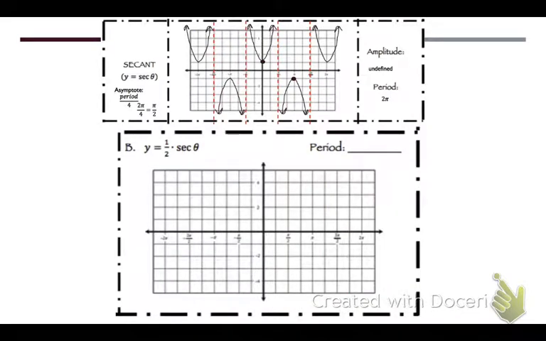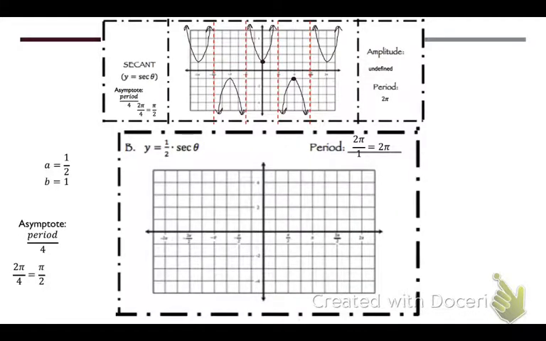So I have y equals 1/2 secant of theta. So let's label our A, let's label our B. Our A is 1/2, our B is 1. My period is 2 pi over B, which is 2 pi over 1, and that's just 2 pi. Then to find my asymptotes, I take the period and I divide it by 4. So that's going to be 2 pi divided by 4, which is pi over 2.